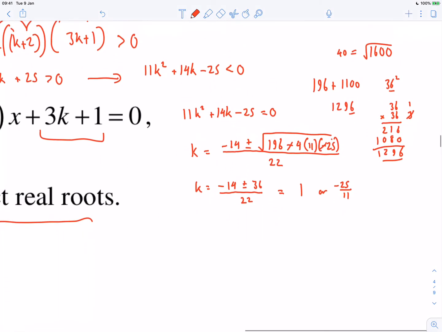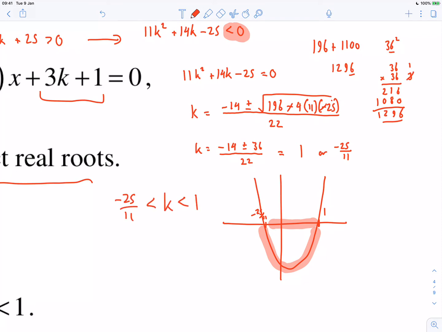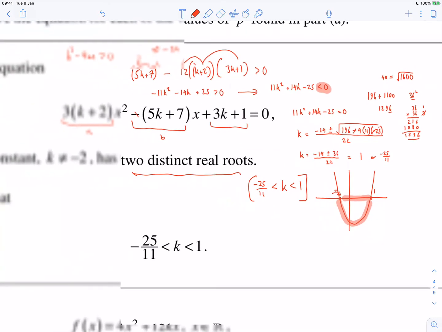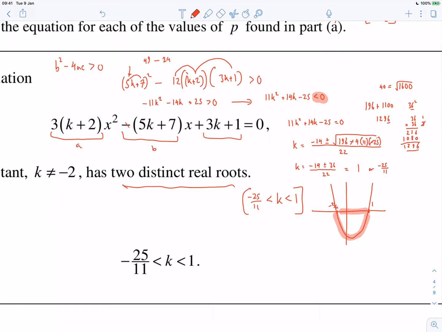So that means if we've got a quadratic that's looking like this, it's a U-shaped parabola that crosses at 1 and minus 25 over 11. It's going to go like that. And we want the section that's lower than 0, remember? Well, that's going to be this section, which is between 1 and minus 25 over 11. So that means k is going to be less than 1, but greater than minus 25 over 11. And is that the right answer? Yes, bosh. Yeah, very tricky question.